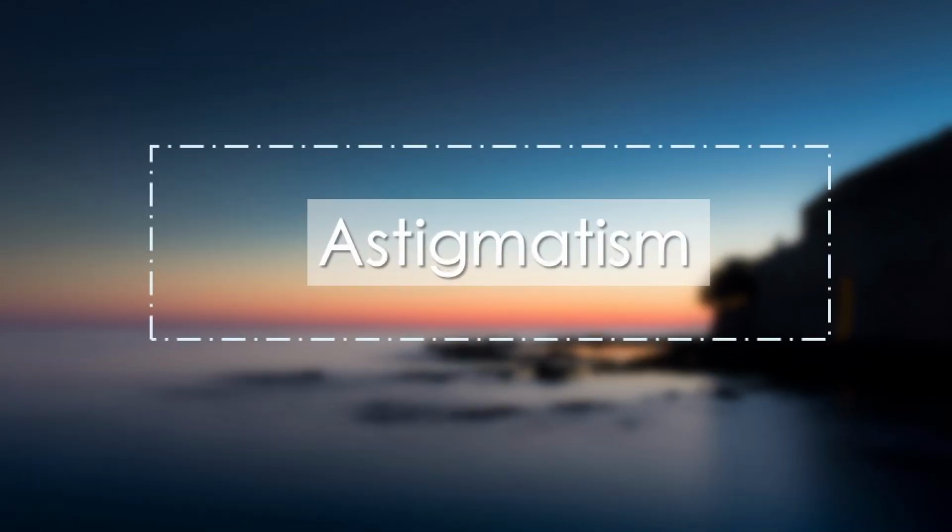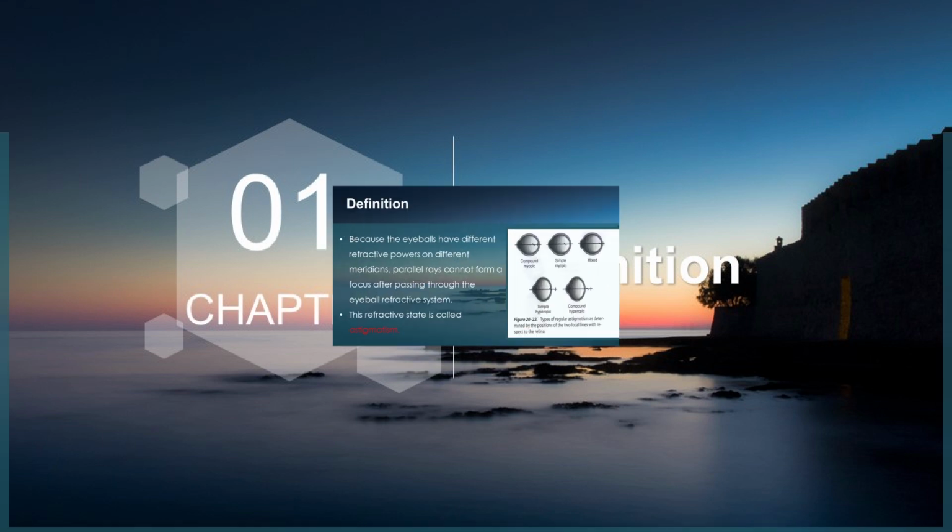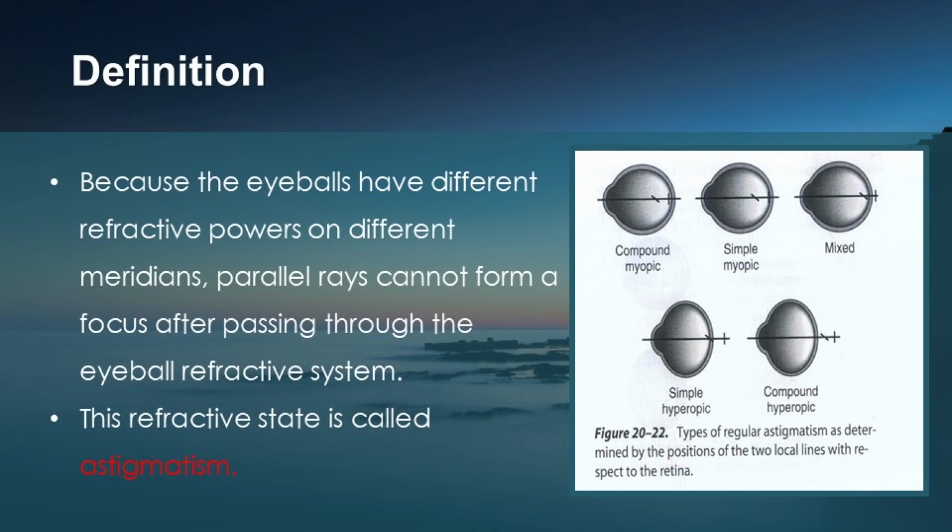Astigmatism. First, definition. Because the eyeball has different refractive powers on different meridians, parallel rays cannot form a focus after passing through the eyeball refractive system. This refractive state is called astigmatism.